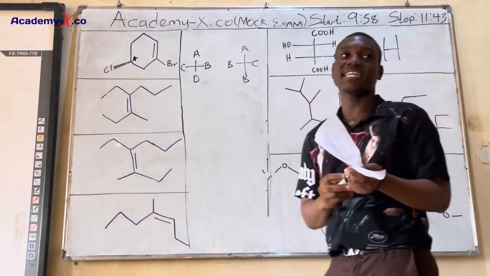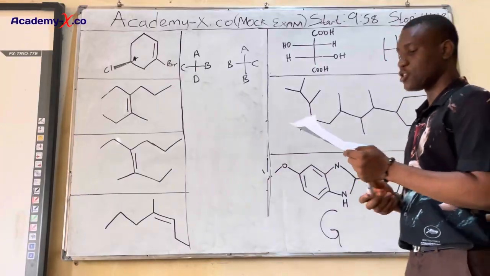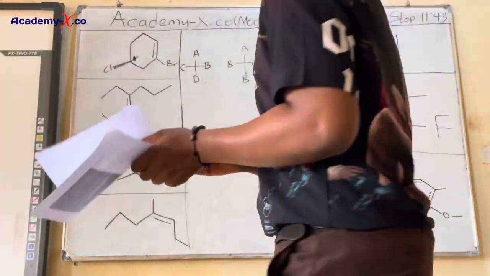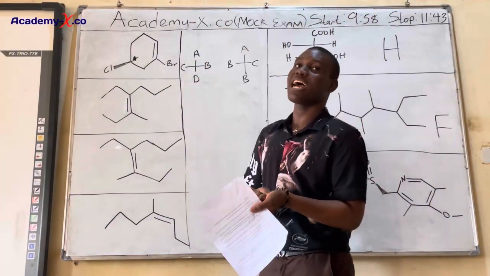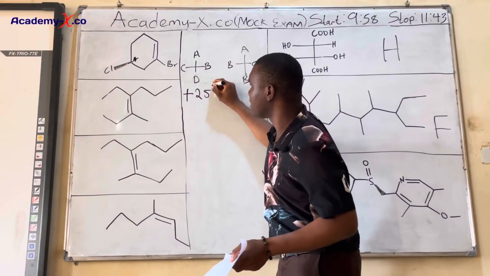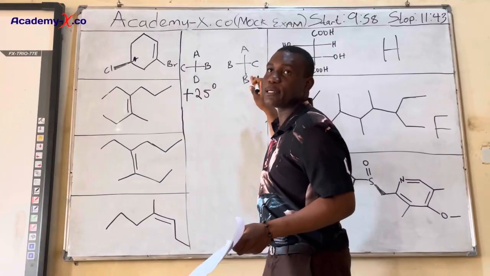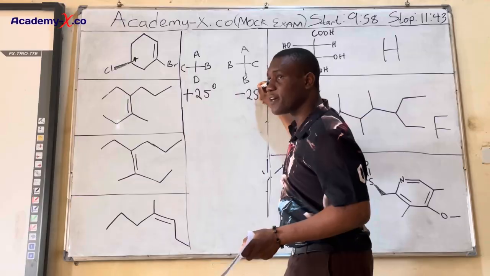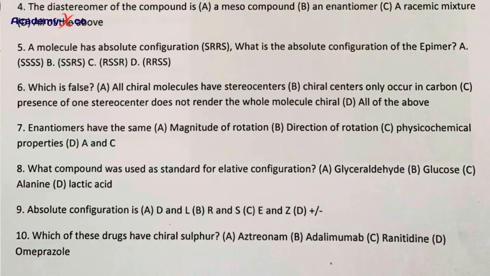The mirror images, right? So these are enantiomers. Now, a rule says that if this one rotates plane-polarized light to the right by 25 degrees, what value am I going to put here? Minus 25 degrees, because both of them are enantiomers. They must rotate at the same magnitude but in different directions. So option A is actually correct.